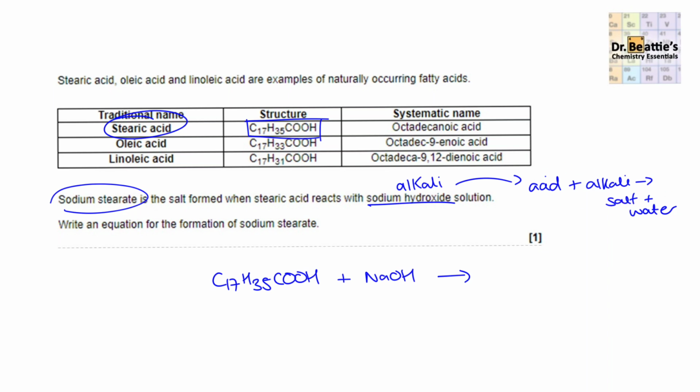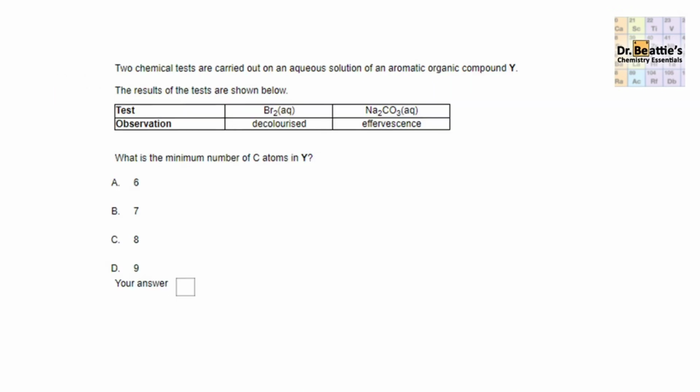We know the salt, sodium stearate, is going to be one of the products. Displacement of the hydrogen for the metal. Charges balance here, so that's all good. And then we just have water. Now, because the charge is balanced, we don't have to have 2 lots of the carboxylate for every sodium ion. So that will be your 1 marker.